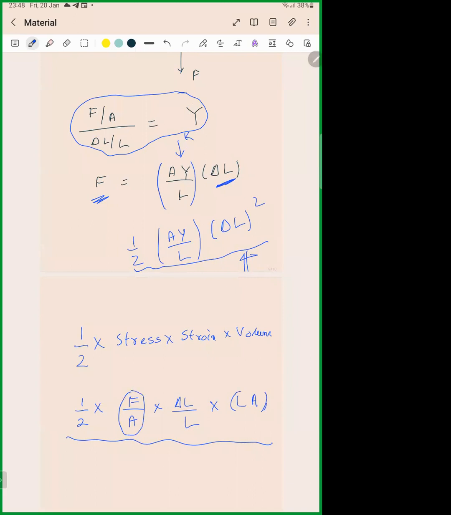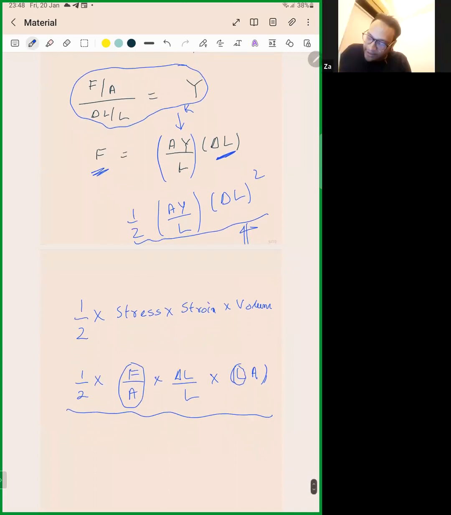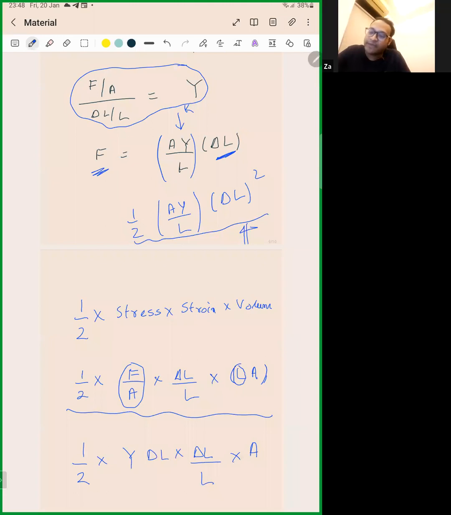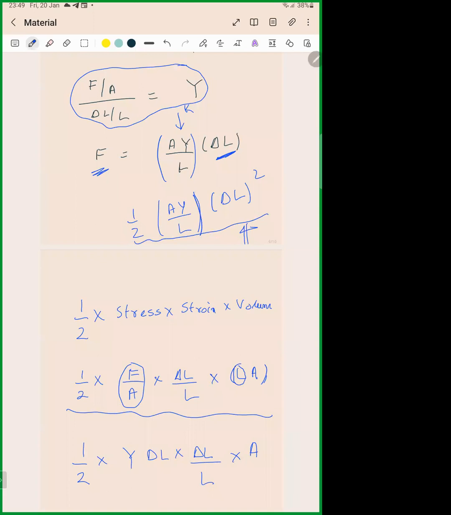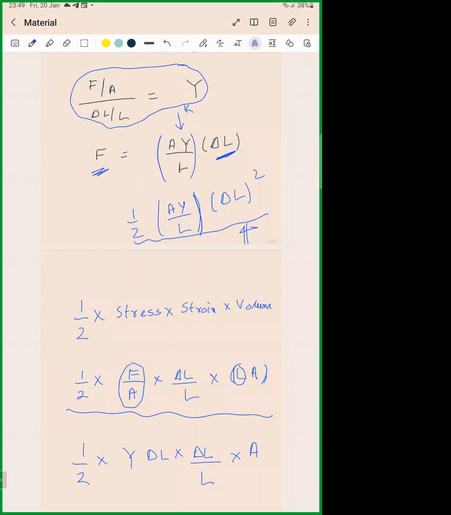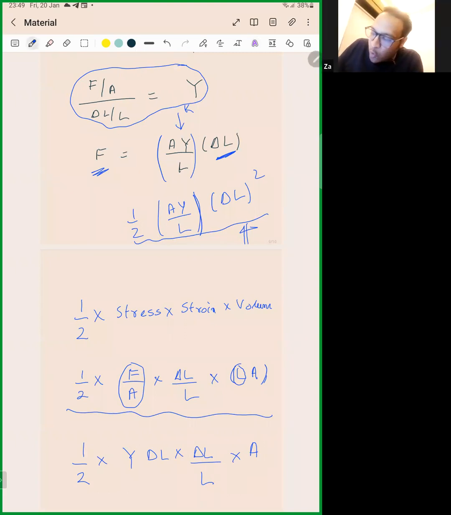So I will get half Y into delta L into delta L by L into A. So you got this AY by L, you got delta L square. You got the same thing, no? AY by L, delta L square. I'm not tricking you. These are the normal things. And I don't feel like being tricked. So this is the energy stored in the extended part.